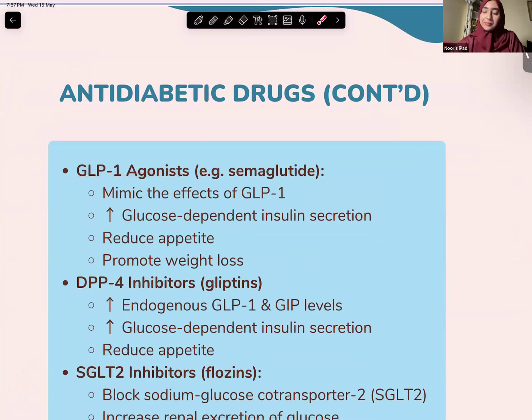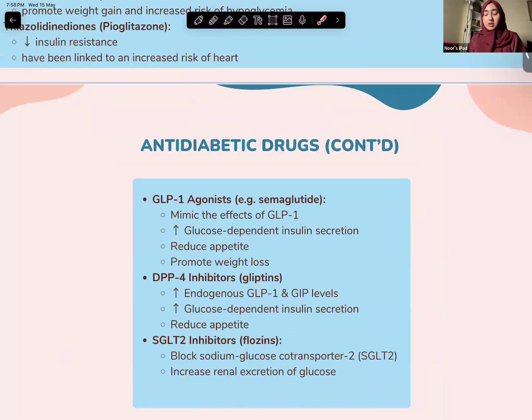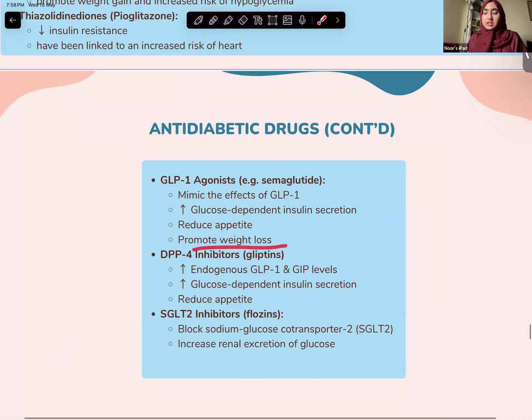GLP agonist. GLP is glucagon-like peptide, and it encourages the release of insulin from the pancreas. That is, it increases the volume of the beta cells in the pancreas so that they can produce more insulin, right? So it increases glucose-dependent insulin secretion. They also promote weight loss. Now, DPP4 inhibitors increase the endogenous GLP-1, and like I said, GLP-1 is glucagon-like peptide, and it increases the number of beta cells in order to secrete more insulin.